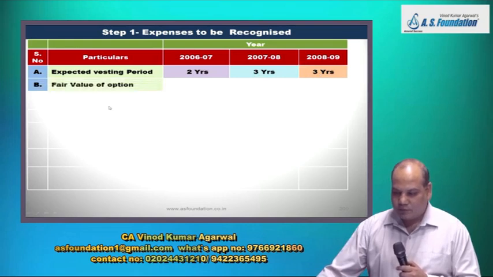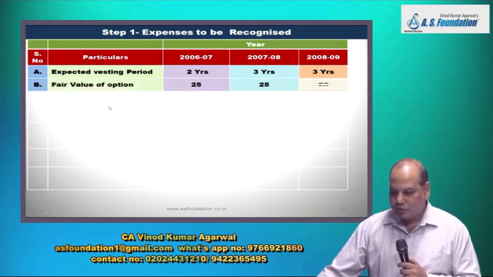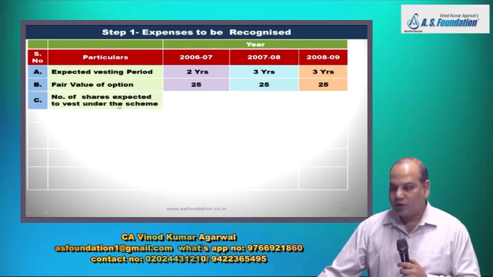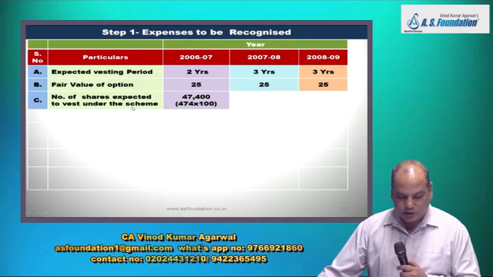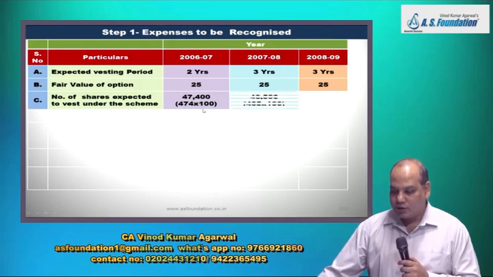Then now write down fair value of the option is 25, 25, 25. Number of shares expected to vest under the scheme. Now you have to do a small calculation. How many employees are expected to be entitled to the option? 474 into 100, 47,400. 465 into 100, 46,500. 450 into 100, 45,000.